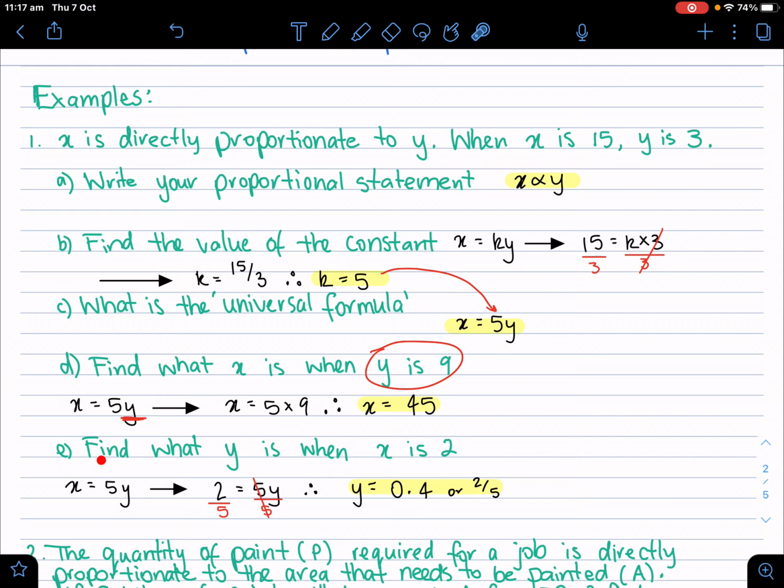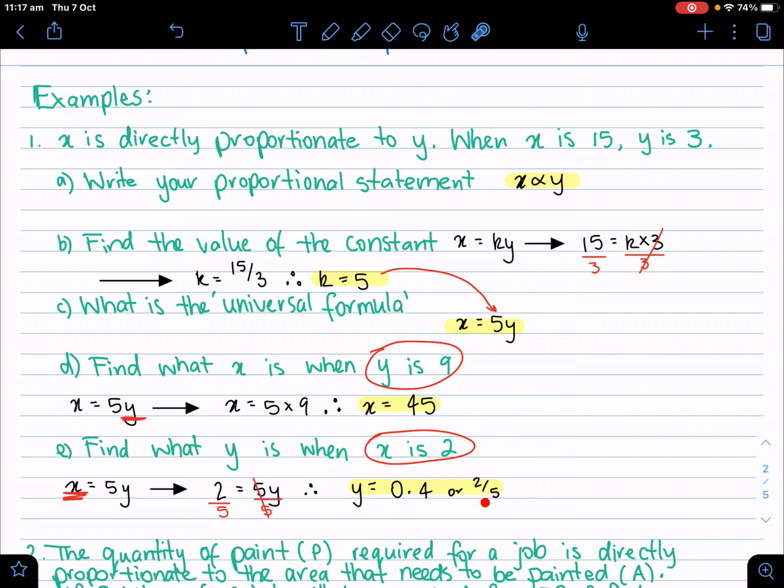Part E says, find what Y is when X is 2. So I still use my universal formula, but now X is 2, that's going to go there where that X is. So 2 equals 5Y. How do I get Y by itself? Well, that's 5 times Y. The inverse, or opposite of 5 times Y, is divided by 5. Whatever I do on one side, I must do on the other. So now, Y equals 2 divided by 5, which equals 0.4, or 2 divided by 5.